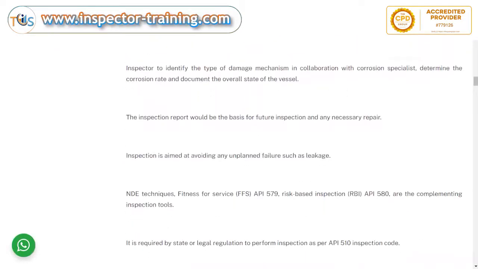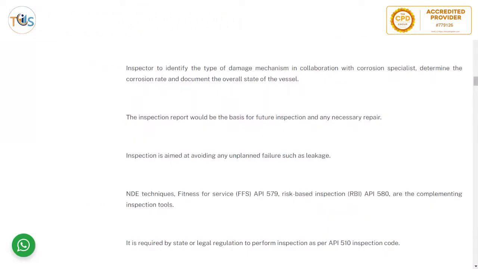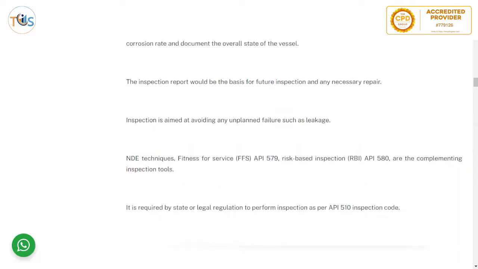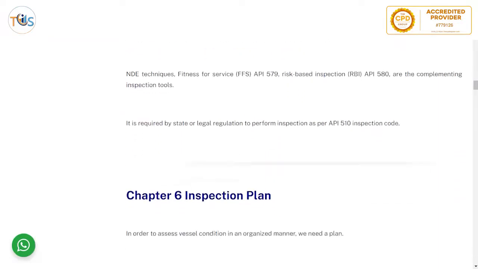Chapter 5, reasons for inspection. The inspector identifies the type of damage mechanism in collaboration with corrosion specialists, determines the corrosion rate, and documents the overall state of the vessel. The inspection report would be the basis for future inspection and any necessary repair. Inspection is aimed at avoiding any unplanned failure such as leakage. So that is the reason for inspection: to determine the damage mechanism, to avoid any unplanned failure such as leakage, and to be used for any repair.